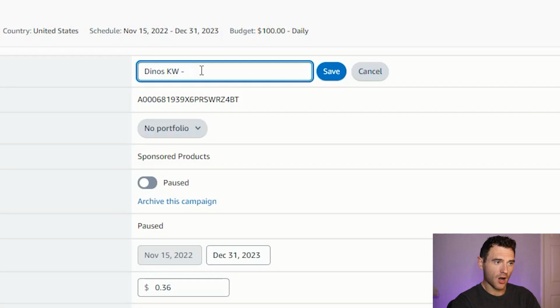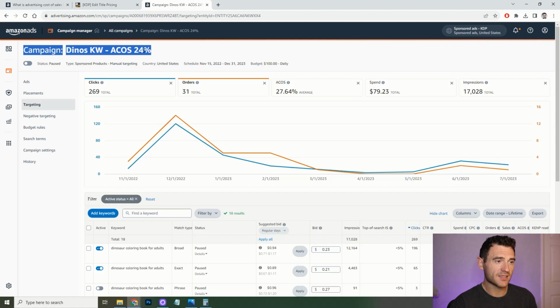So now we know what our break-even ACOS is, here's a great tip to utilize in your Amazon ads dashboard. When you're naming a campaign, I would add the ACOS at the end. So the ACOS for this book is 24.4%. So now when I look at the performance of this ad, we can see that we've got a 27.64% ACOS, but the break-even ACOS is actually 24%. So this ad has been losing money, but to be honest, it's not that bad.